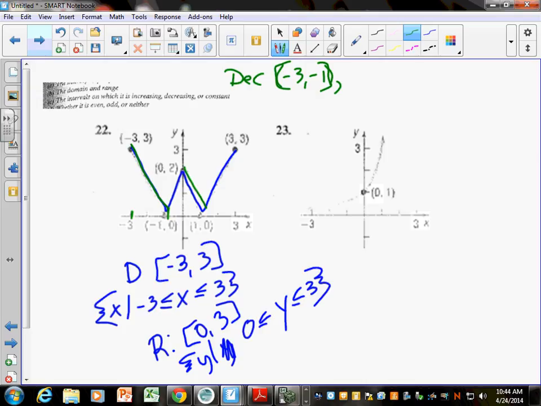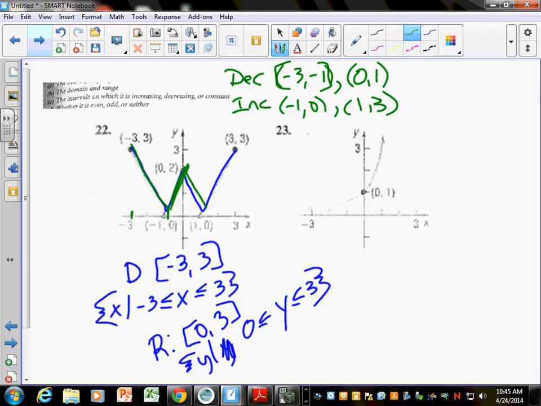And then we could also say from 0 to 1. No y values here. From 0 to 1. I have to do parentheses. And then this one is increasing where it's going up. So it will be increasing from -1 to 0. Again, x values. And from 1 to 3.